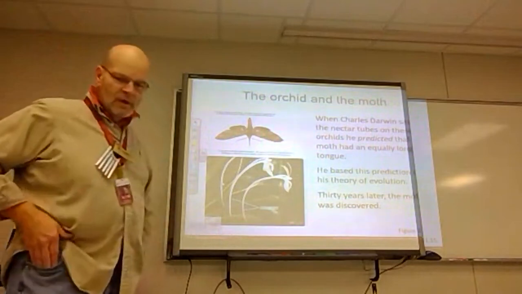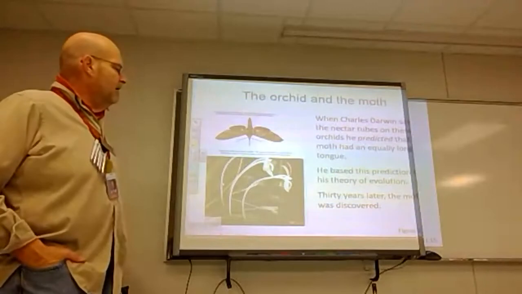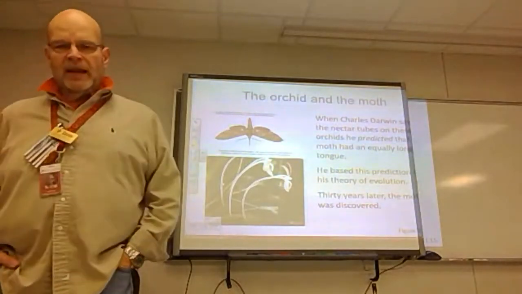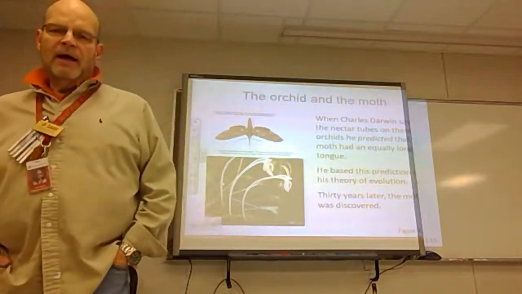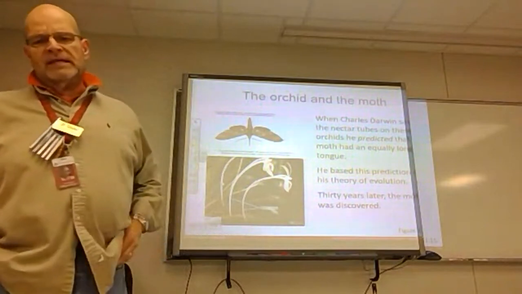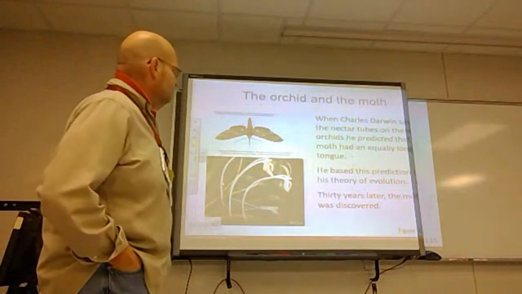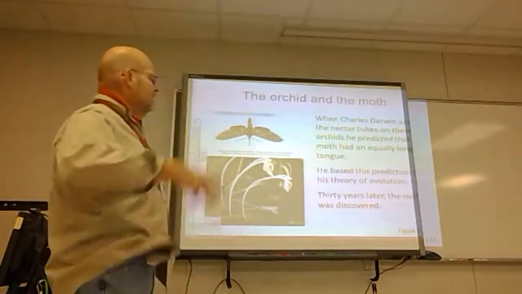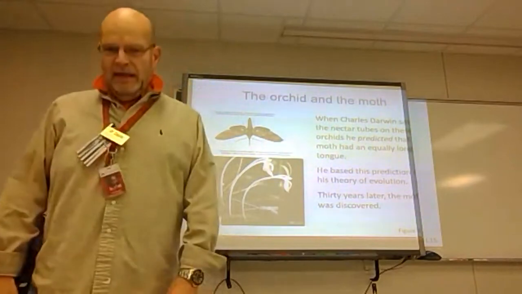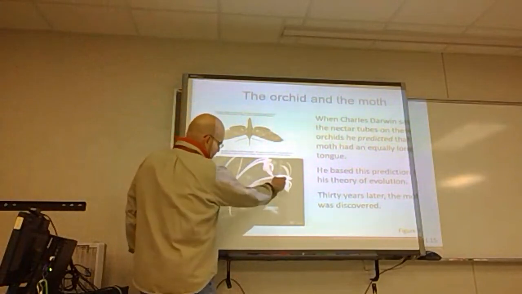Charles Darwin, the story of the orchid and the moth is actually kind of interesting. Charles Darwin, who was a very famous naturalist in the 1800s, found a very unusual flower. Excuse me, let me backtrack. He actually found the little flower, and he looked at the fact that it had this really, really long nectar tube.